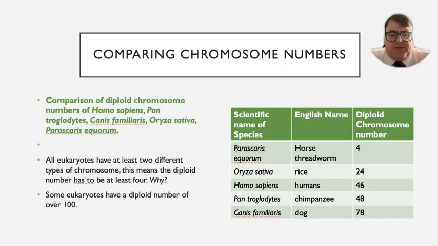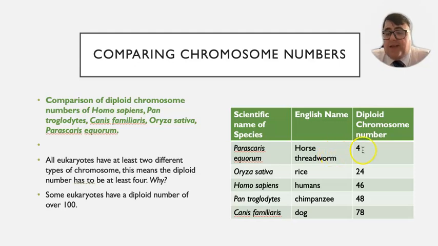If we're looking at different types of species, we've got a few different types here. Sorry, I was wrong. Chimpanzees actually have 2 extra, that's 48, not 44. All eukaryotes have at least 2 different types of chromosomes. That means their diploid number has to be at least 4, because they've got 2 different types of chromosomes. Therefore, when they've got a pair of each one, that becomes doubled. So we have 23 pairs of chromosomes, which means we have 46 chromosomes.